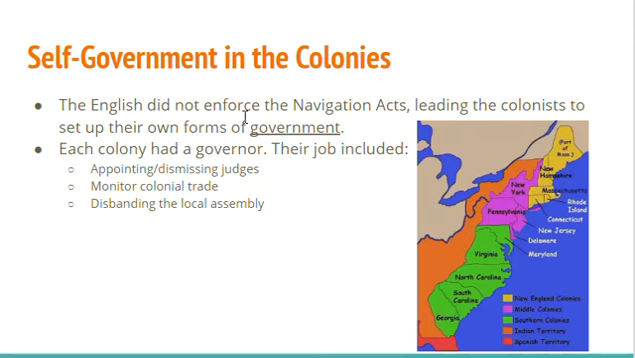So the colonies had their own governments. Each colony had a governor. Their job included appointing and dismissing judges. They monitored trade, and they could disband the local assembly.